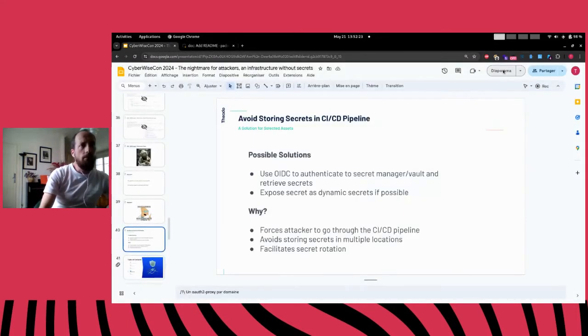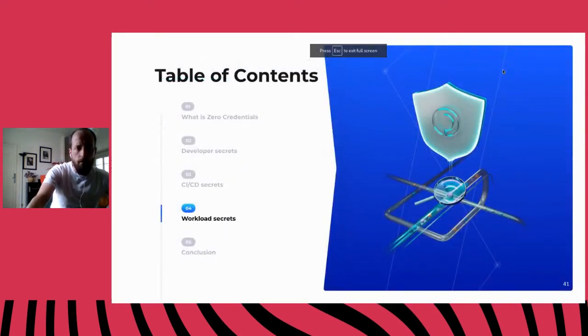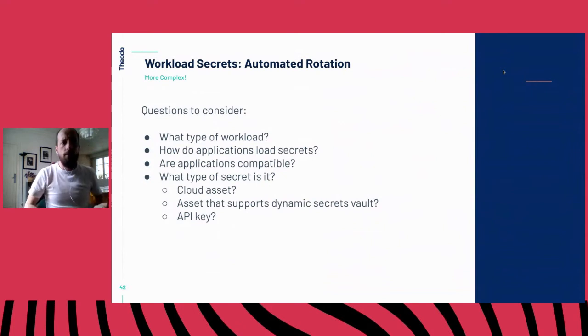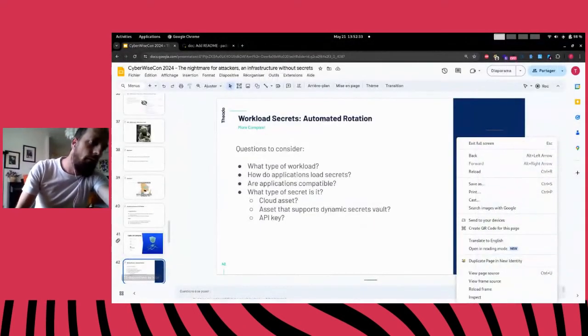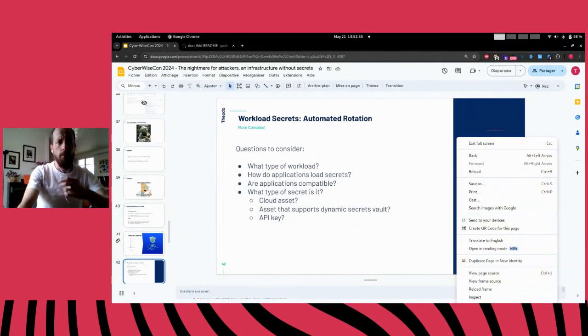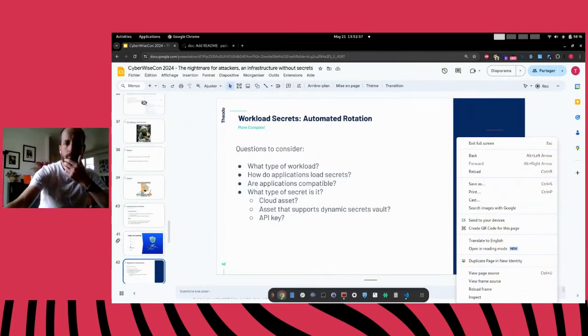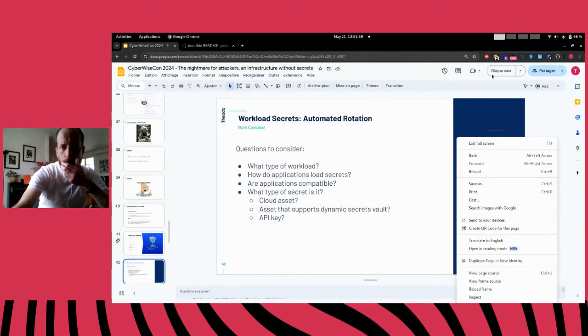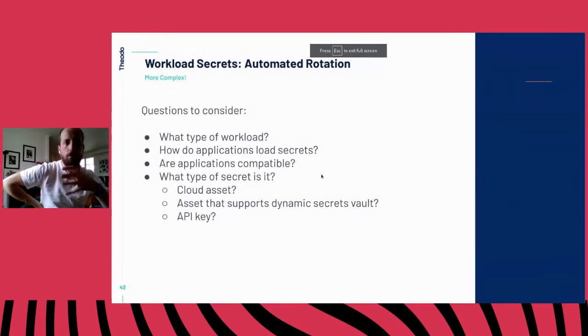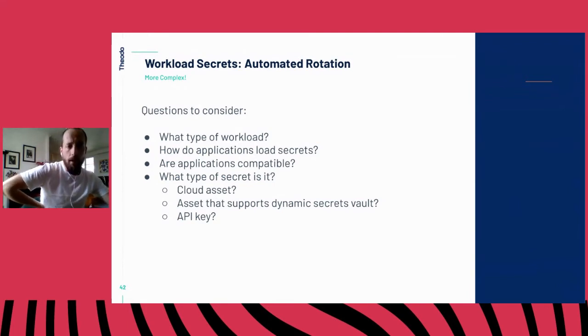Okay, let's talk about workload secrets. So this is a much more complicated thing to do. What you need to consider is it will have some friction with your application. When you try to have automated rotation, it will not be as easy as CI/CD or developer secrets.